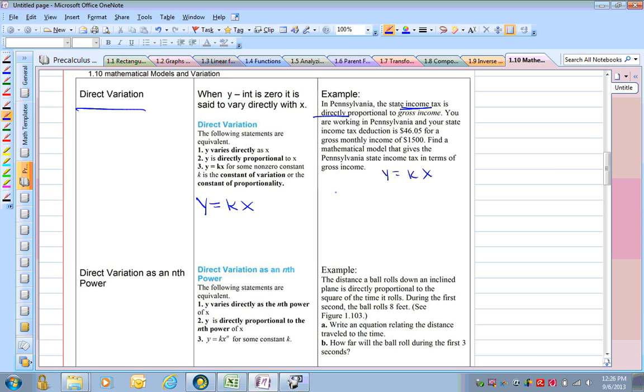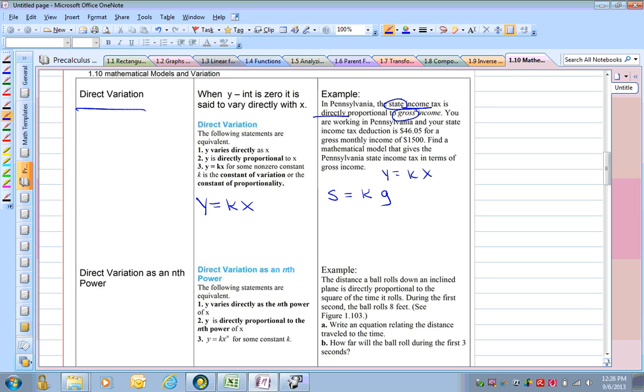So I'm going to call that, that's your state income tax versus your gross income. We'll call that G. So our state income tax equals k times our gross income. So that's how I'm going to fill into that formula. I'm just substituting in the variables that would be represented in the problem.